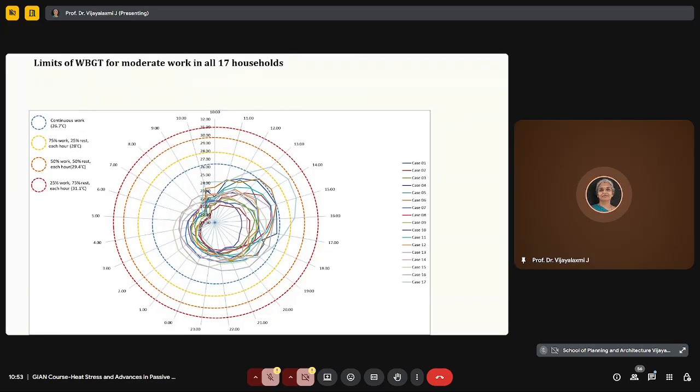So when the roof is made up of terracotta roof tiles and one brick thick wall with plaster on both sides, this has the lowest WBGT value. Other cases with terracotta tiles have lower WBGT values than RCC and tin roof cases, especially during the morning work period. So on and so forth.